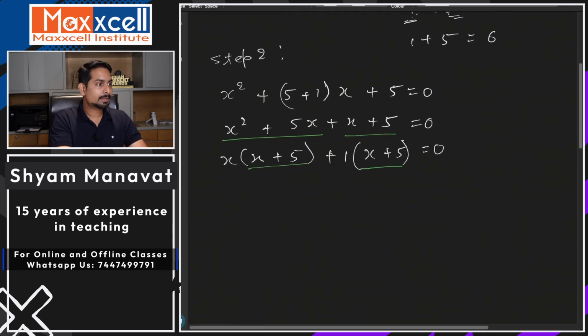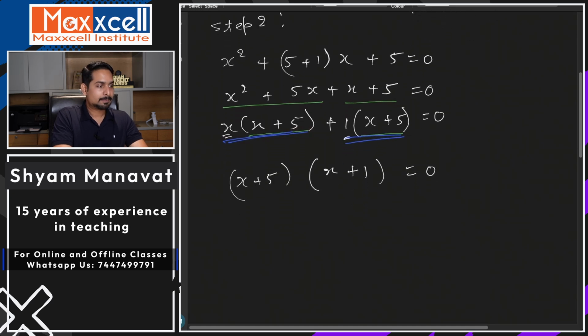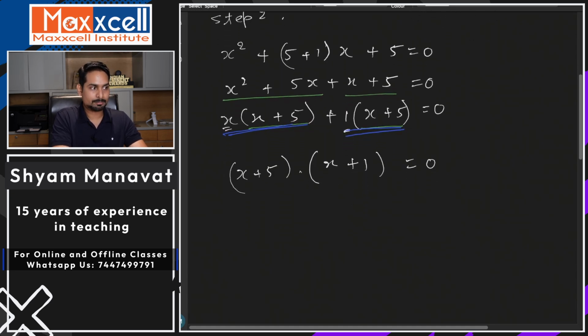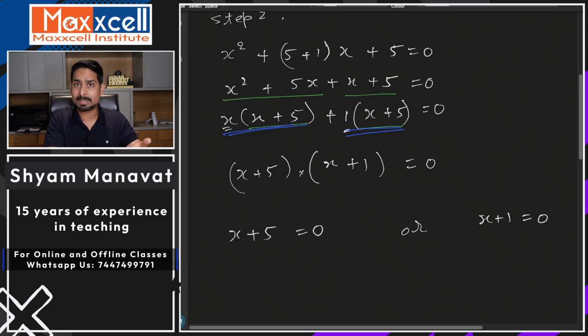Now the same bracket that you take common out of term 1 and term 2, you take common out of this. If you take x plus 5 common, what is left inside? Here you get x, and in the second term you got plus 1, that is equal to 0. Then what do you do? The product of two brackets is equal to 0. That means x plus 5 is 0 or x plus 1 is 0, or both of them are equal to 0.